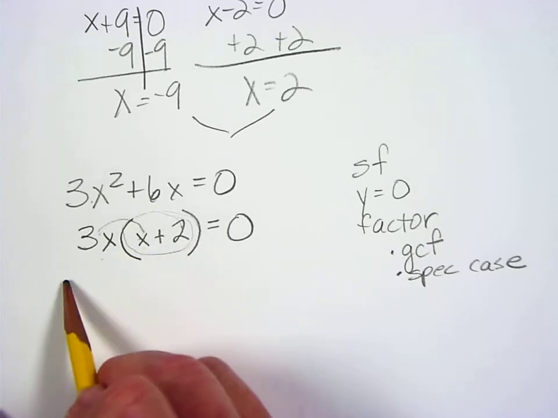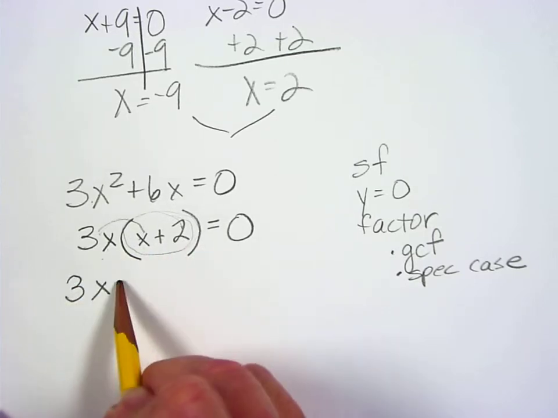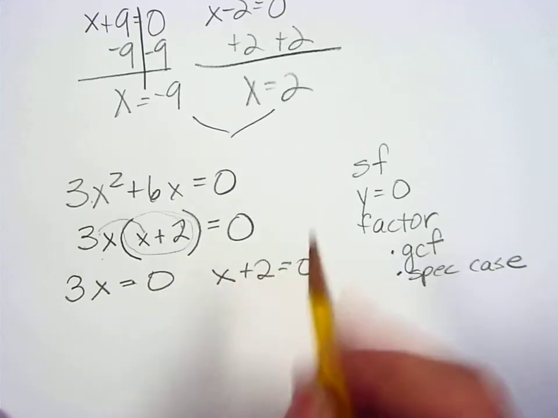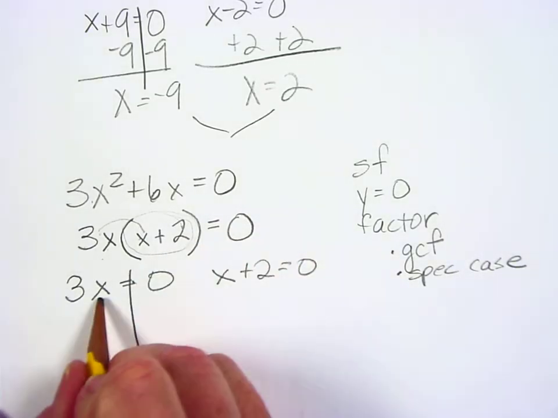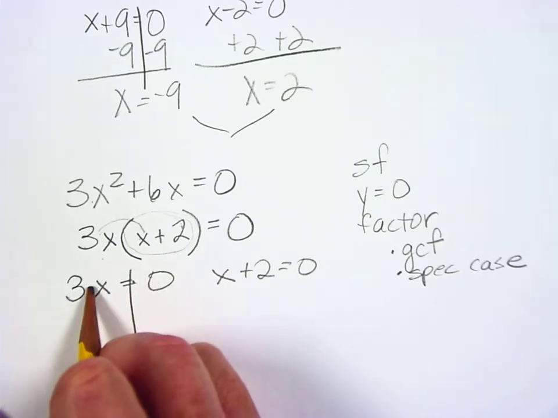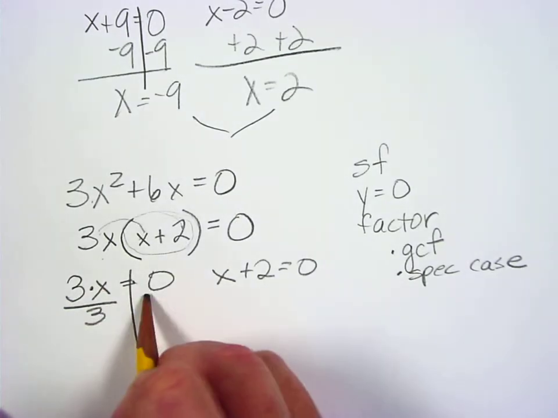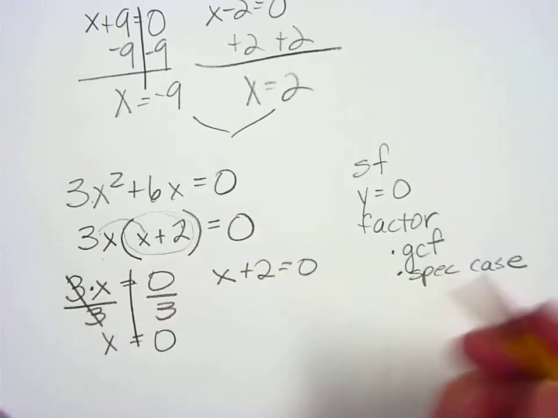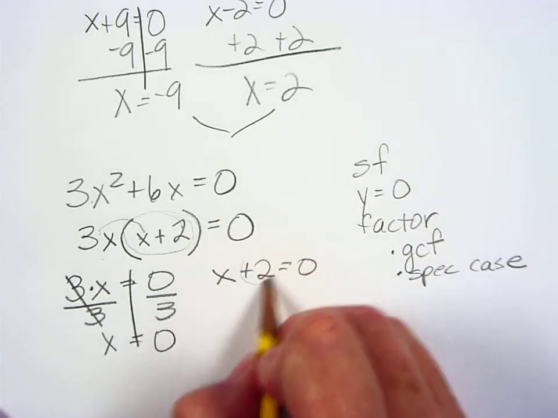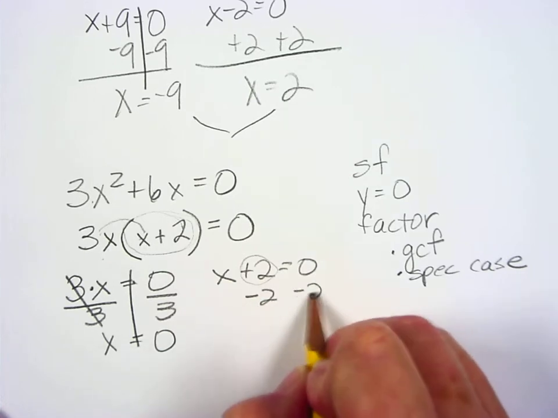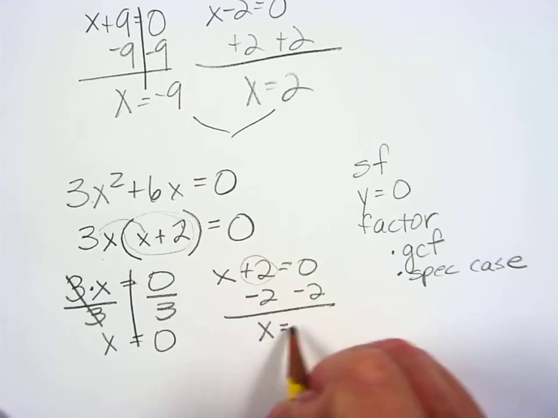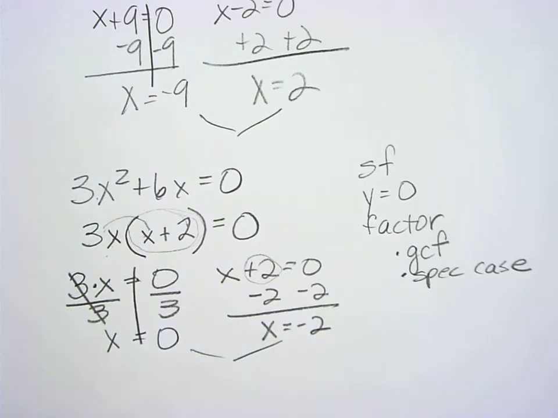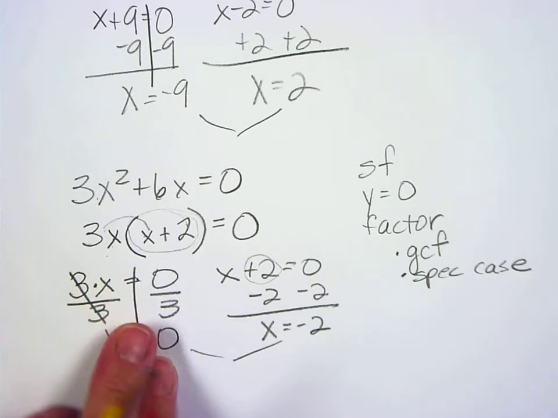So I'm going to set each factor containing the variable equal to 0. Zero product property. Now be careful to isolate this x. I have to do the inverse of multiplication, which is division. So these factors cancel out. X is 0. Now this time, instead of adding 2, the inverse is to subtract 2, and x equals negative 2. And there are your two solutions, your two roots, your two x-intercepts.